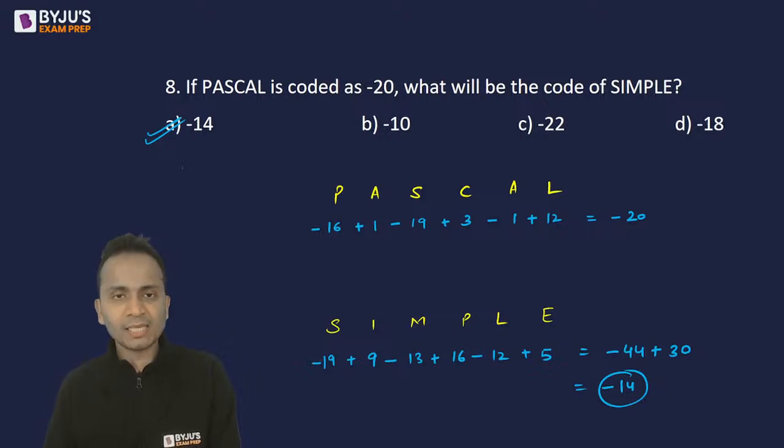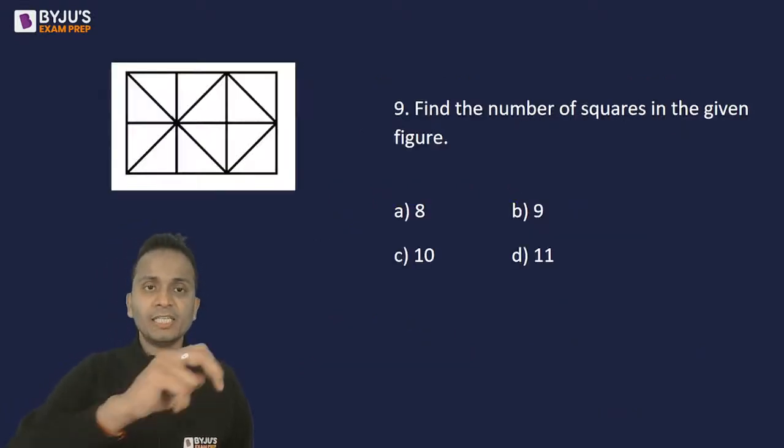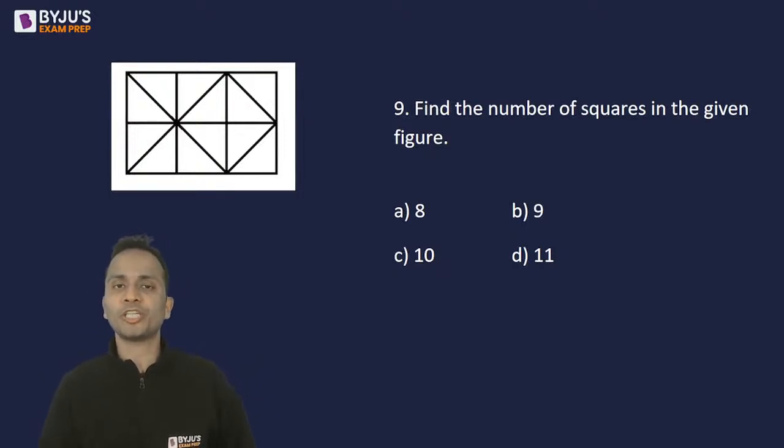Now Sonu and Samar, are you able to understand this? So alternate positive negative sign starting from negative sign, and then evaluate the answer, and you will get the final answer as minus 14. All right. So that was question number 8. Let's move on and look at the next question, question number 9.